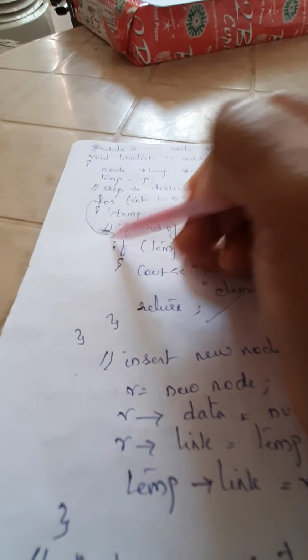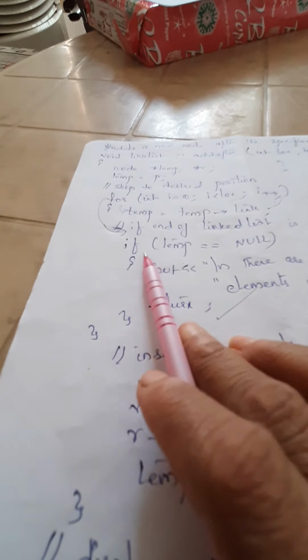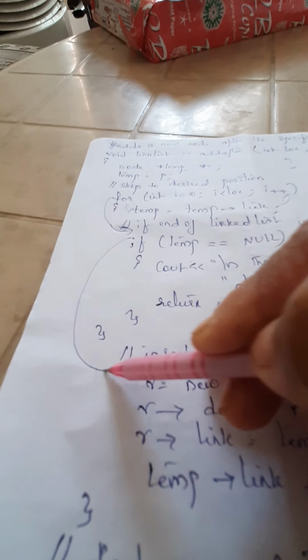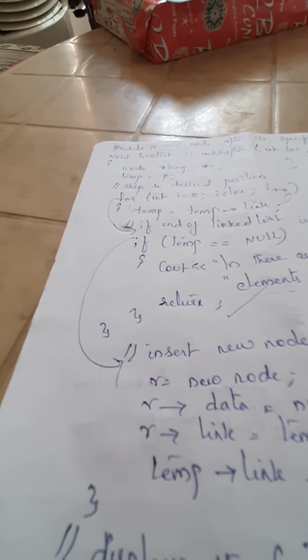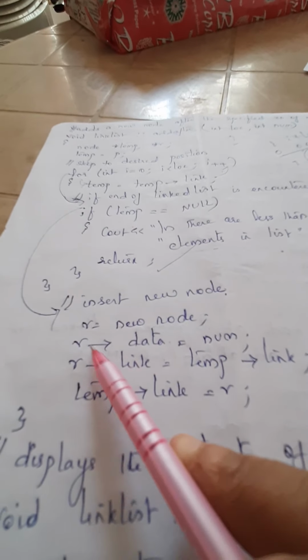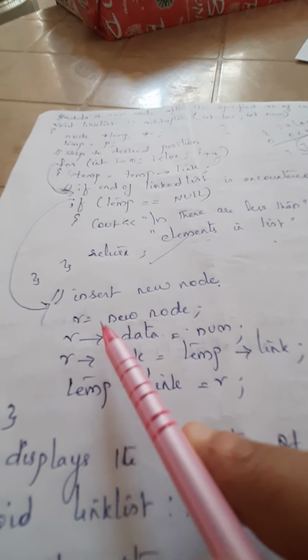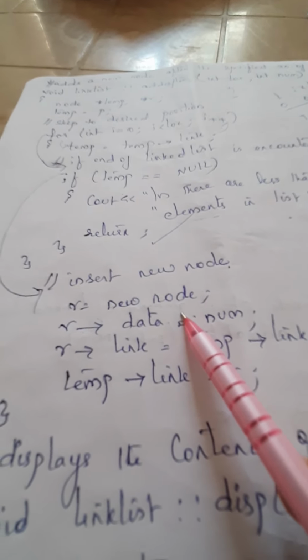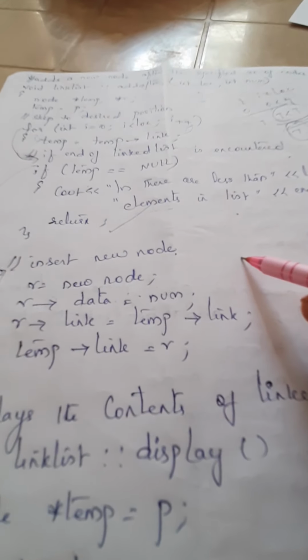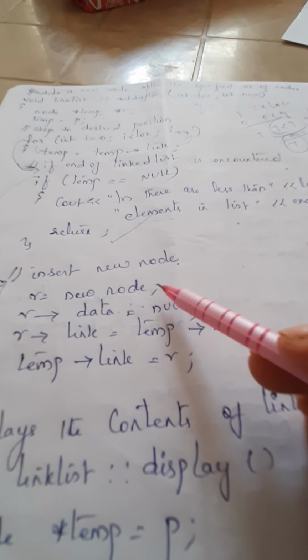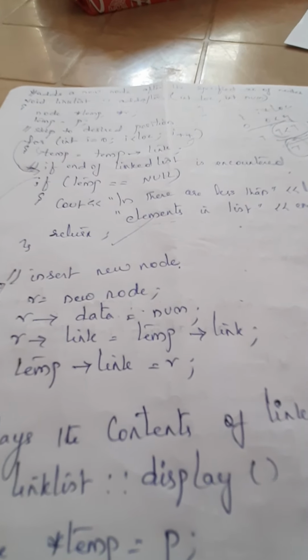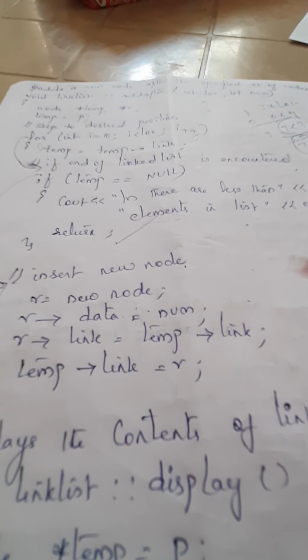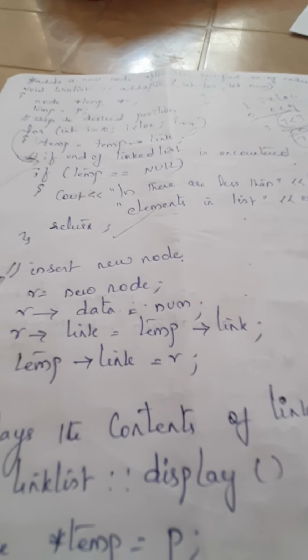So here you are coming out of the for loop, checking if temp is equal to null. If temp is equal to null, you will execute these statements. Otherwise, you will go to the next part. That is, here you have to create a new node, that is, R is equal to new node. So R is the new node that you are going to create each and every time you want to create a node. Then R of data will be initialized with the number that you want. R of link will be the temp of link, and temp of link will be R.